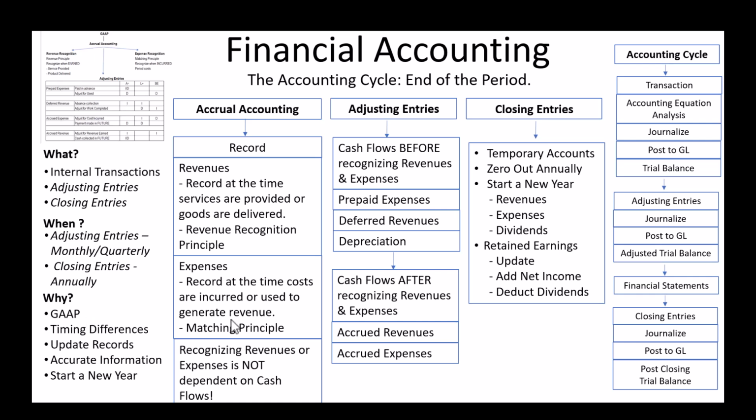Under cash basis accounting, everything is dependent on whether cash has been received or paid out. Revenue is only recorded when cash is received from customers, and expenses are recorded when cash is paid to vendors, suppliers, and employees. Revenues and expenses are recorded only at the time cash is exchanged. Cash basis accounting is used most by sole proprietorships, small businesses, and individuals when tracking their personal finances.